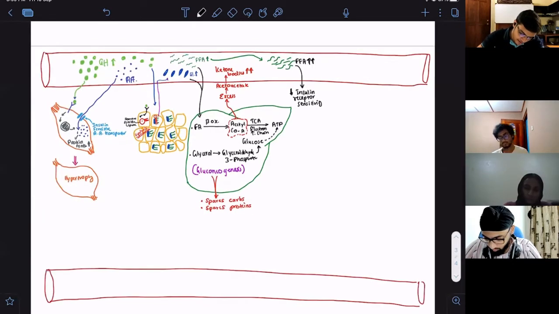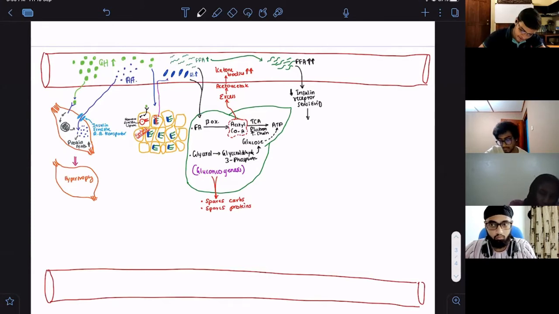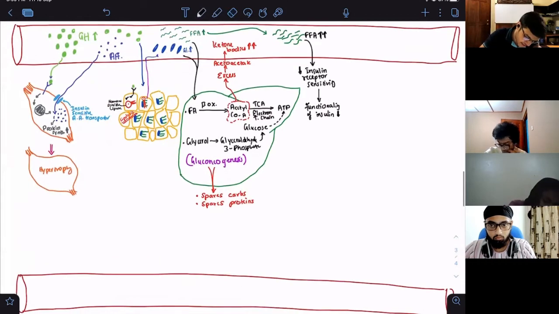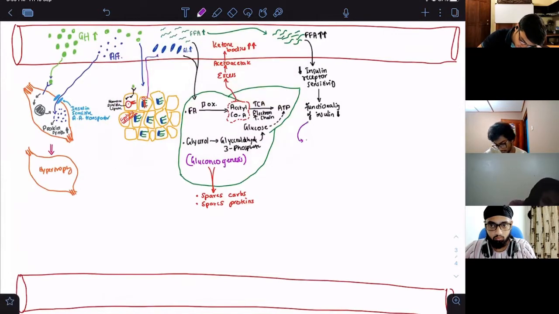So if insulin receptor sensitivity reduces, what is happening to the overall functionality of insulin? It decreases. You can write this down: functionality of insulin reduces. So what do we mean by this functionality, guys? We are mainly talking about a few things. One thing, cellular glucose uptake.